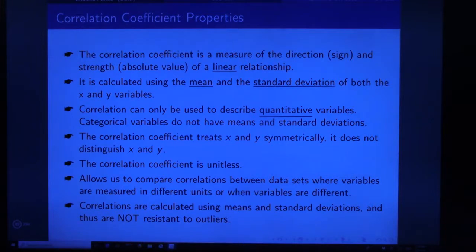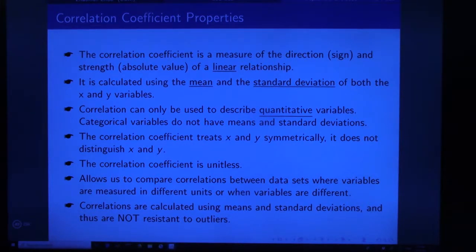From the formula we see the correlation coefficient is calculated using the means and the standard deviations of both the x and y variables. Correlation can only be used to describe quantitative variables. Categorical variables do not have means, and we cannot calculate a standard deviation either. So we cannot use the correlation coefficient for categorical variables.